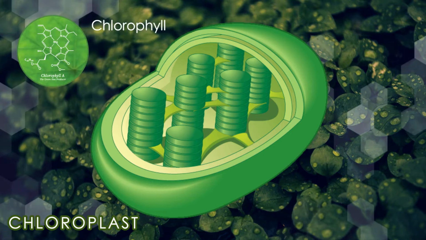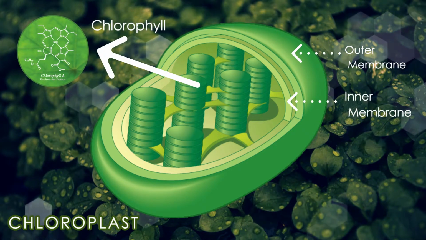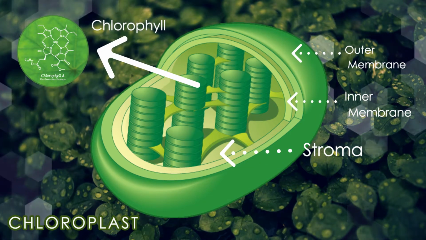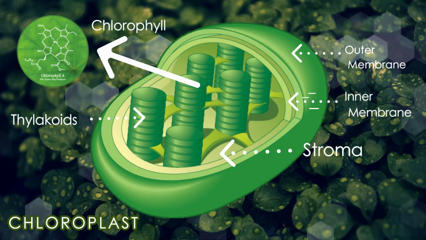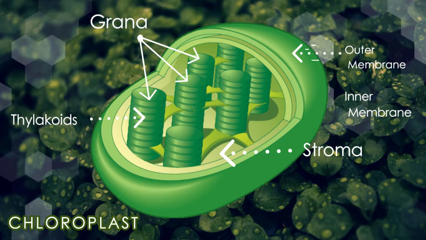Chloroplast, which contains chlorophyll, is enclosed by outer and inner membranes. The fluid region is called the stroma, which contains enzymes. The flat disc-like sacs called thylakoids are suspended in the stroma. When thylakoids are arranged in stacks, they are called grana, which look like a stack of coins.